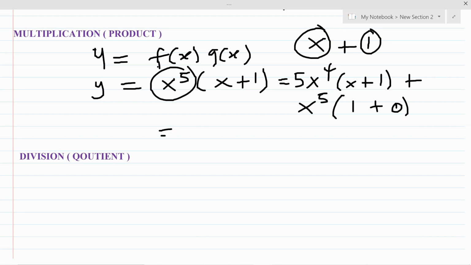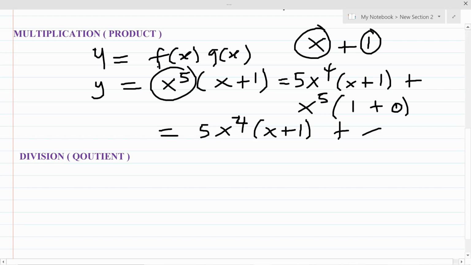So in effect, you will get 5x to the power 4 into (x plus 1) plus x to the power 5 times 1, which will be x to the power 5. Okay, so this will be our final answer. If you want to continue by simplifying, you can continue as well. So for now, this is what I will leave for you.